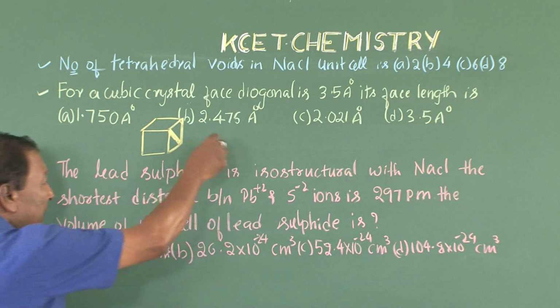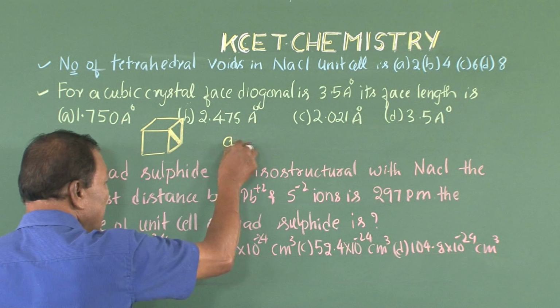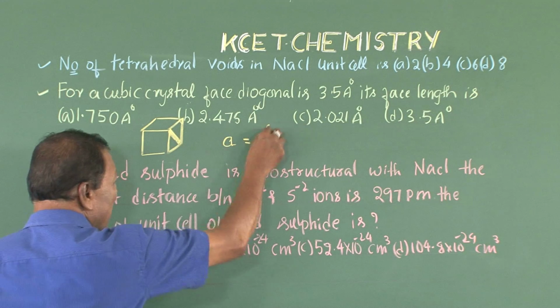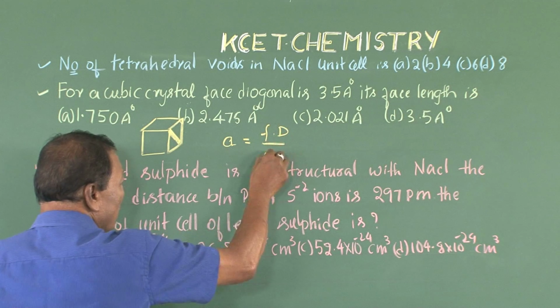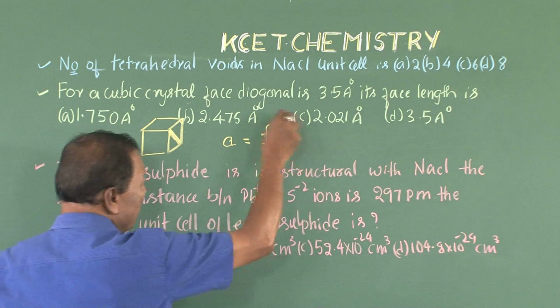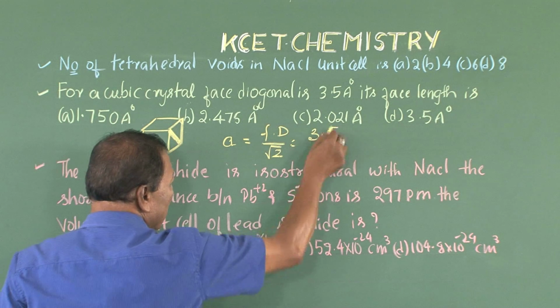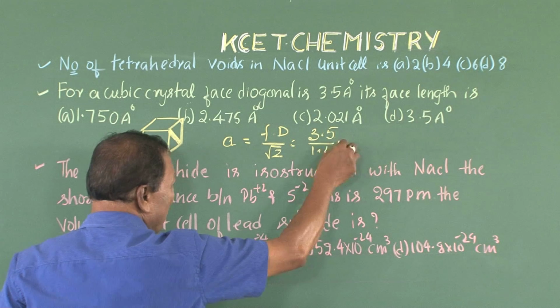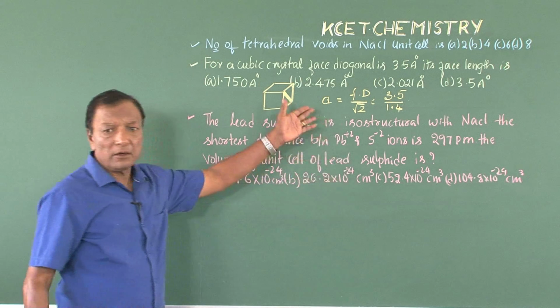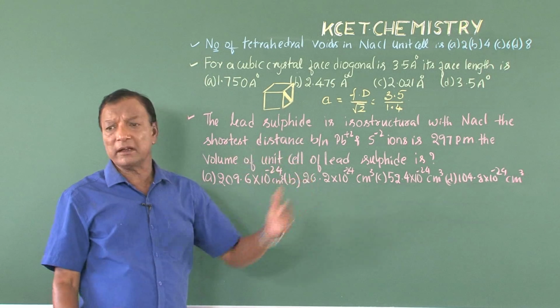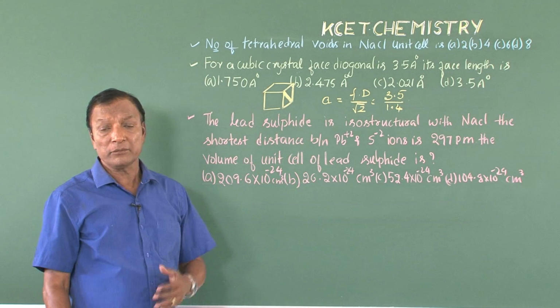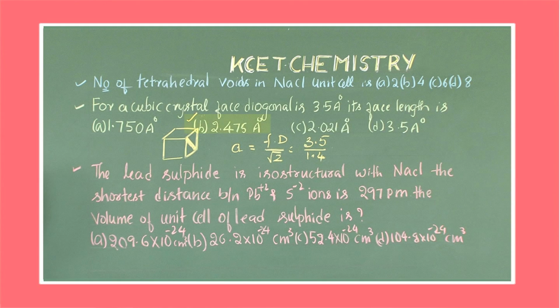Therefore, the relation becomes: the edge length is equal to face diagonal divided by root 2, and this gives the value 3.5 divided by 1.4, roundabout I am taking, and that becomes 2.5, roughly approximated value 2.5. Close to it is 2.475 angstroms. So that is how the calculation works out. Option B is correct.